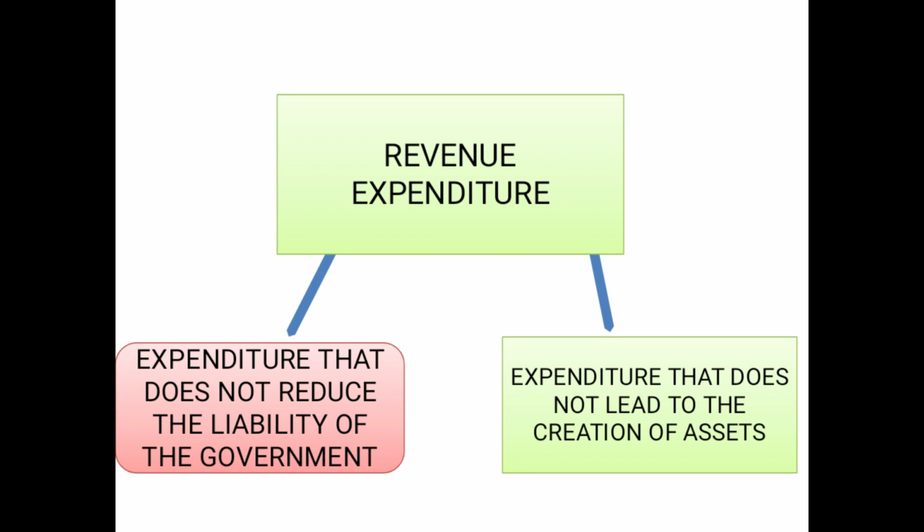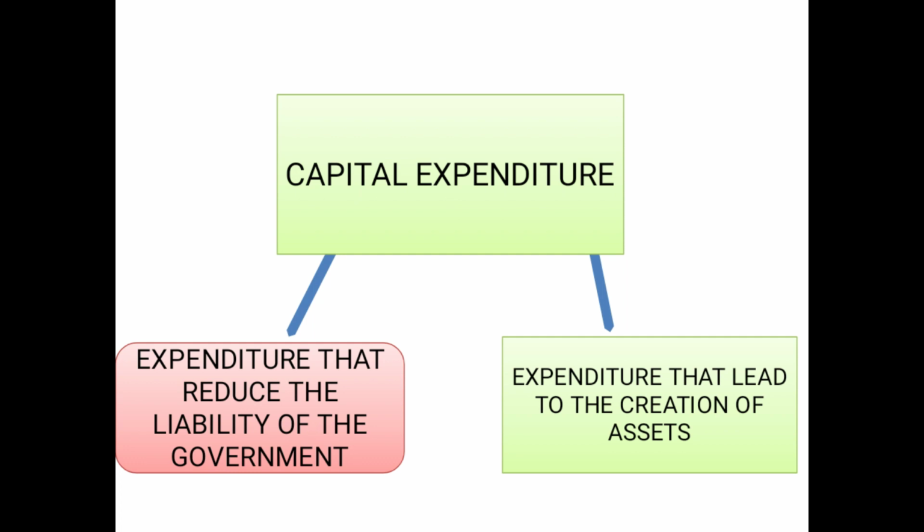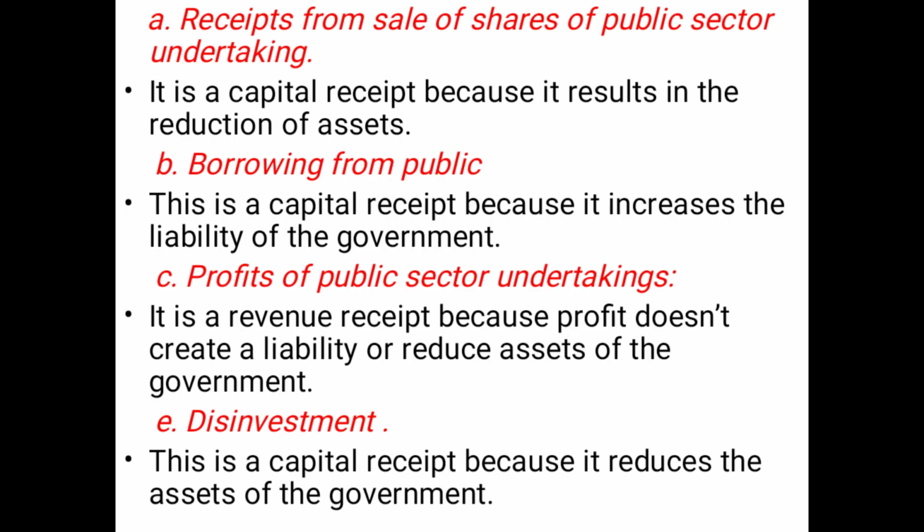Next is the capital expenditure. So expenditure that reduces the liability of the government, and expenditure that leads to the creation of assets, as we all know about that. So receipts on the sale of public sector undertaking is a capital receipt. These are some examples. Receipt from the sale of shares of public sector undertaking is what? It is a capital receipt because it has a long term effect, because it results in the reduction of assets.